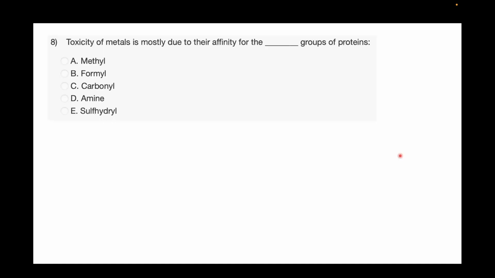Which groups of the proteins are easily recognized by metals or heavy metals, and reaction with them can cause toxicity in those proteins? The question is placed before you. Take some time, think about the answer, and tell me in the chat box or in the comment section what you think is the correct answer to this question.